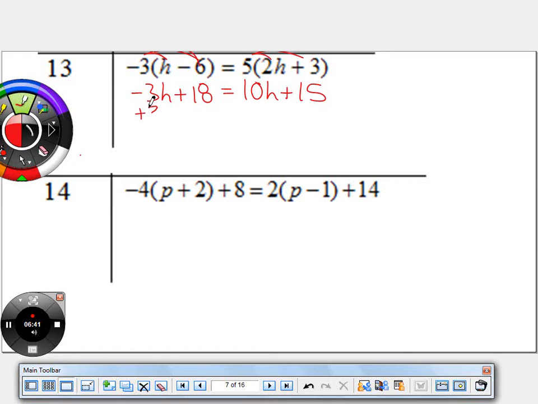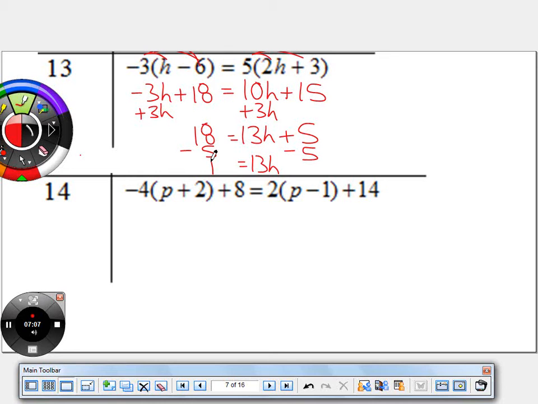So we're going to add 3h plus 3h. So that's 18 equals 13h plus 5. And now you want to subtract 5 because you're trying to get your h by itself. So we got 13h. 18 minus 5 is 13. So I feel like I made a mistake. So hold on a second.